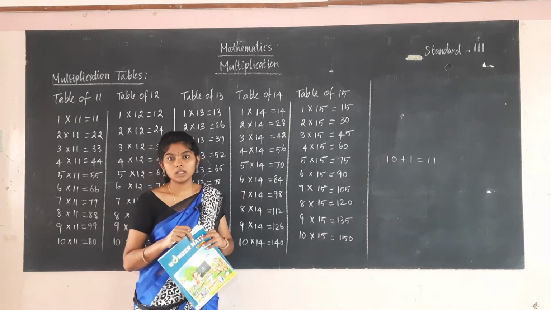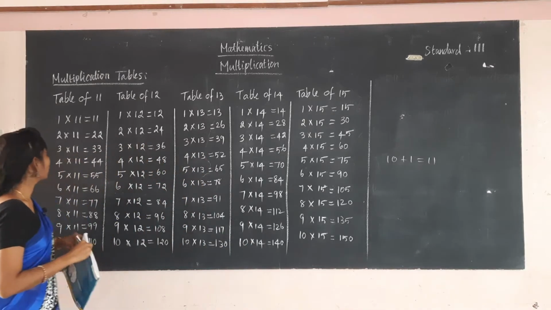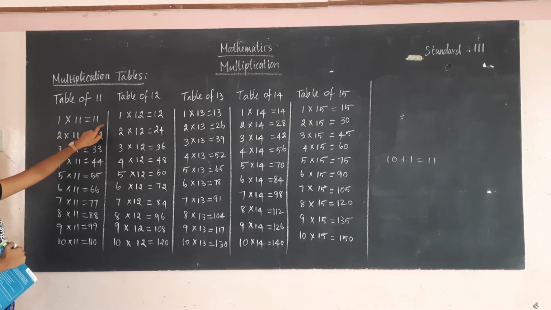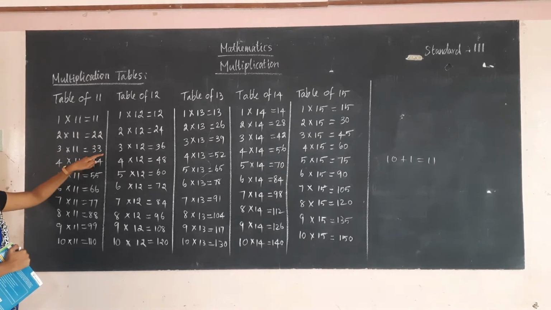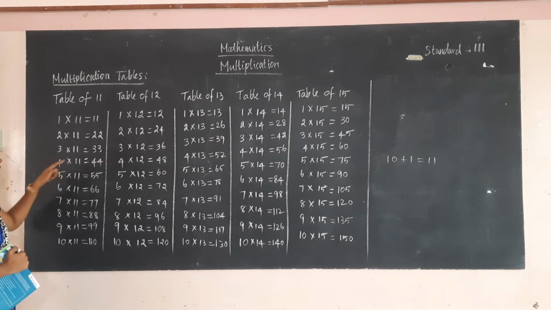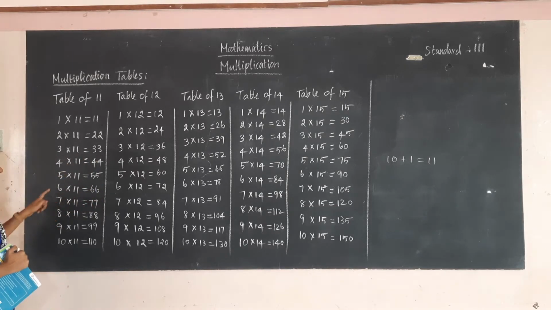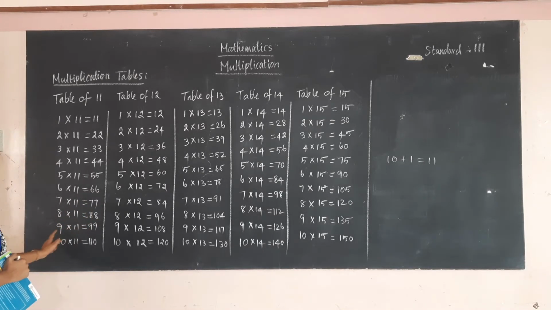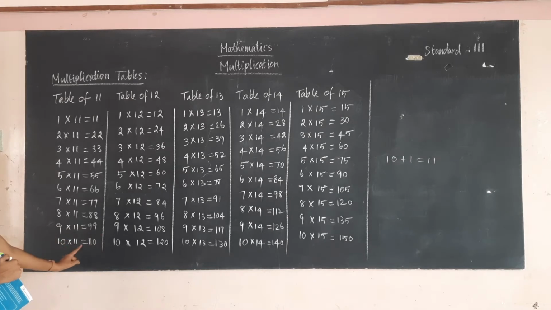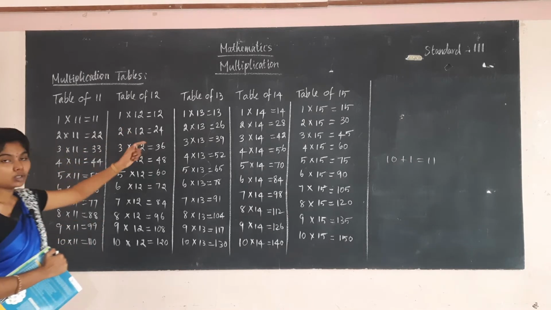Now we shall learn the tables 11, 12, 13, 14 and 15. See the 11th table: 1 11 is 11, 2 11s are 22, 3 11s are 33, 4 11s are 44, 5 11s are 55, 6 11s are 66, 7 11s are 77, 8 11s are 88, 9 11s are 99, 10 11s are 110. So this is the 11th table, and now we shall see the 12th table.